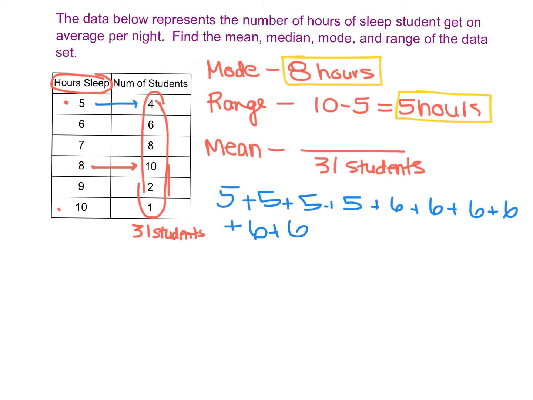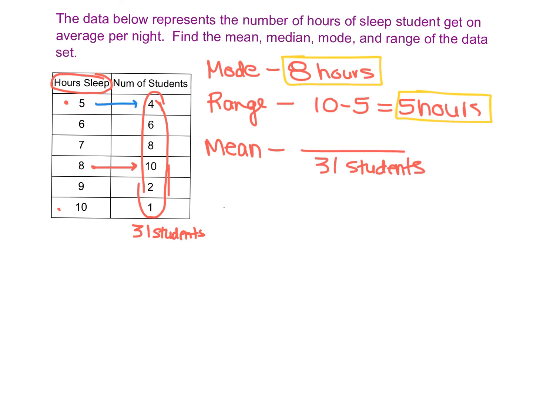A slightly easier way to do this is, we know that there are 4 students that get 5 hours of sleep. Yes, we could write 5 plus 5 plus 5 plus 5. We could also write this as 5 times 4 to represent that particular data. We also know we have 6 sixes, so we could represent that as 6 times 6. I'm going to erase this because I'm not going to write out all 31. Instead, I'm going to use that little trick, using my knowledge of how multiplication works.